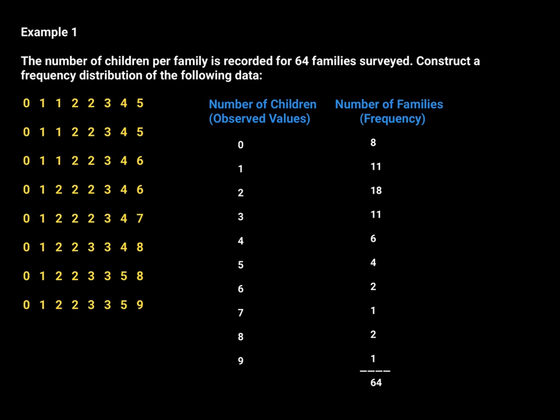So for example, 8 families had 0 children or no children. 11 families had 1 child. 18 families had 2 children, and so on. Notice that the sum of the frequencies is equal to the original number of pieces of data, which is 64, which is what they had said in the beginning, 64 families. And so this has to sum to 64. You should notice that this frequency distribution really helps to organize all of our pieces of data.